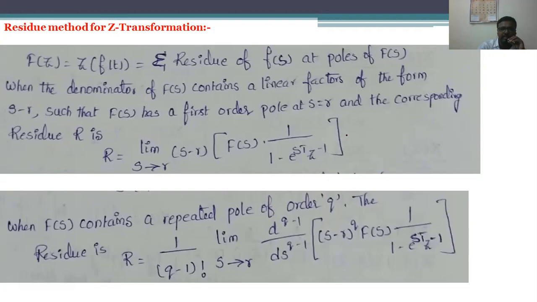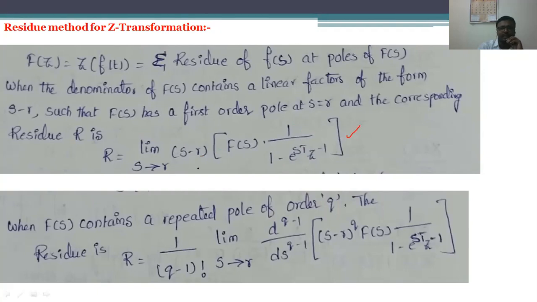The residue can be obtained as capital R equals limit s tends to r of (s minus r) into F(s) into 1 divided by (1 minus e power sT into z inverse).